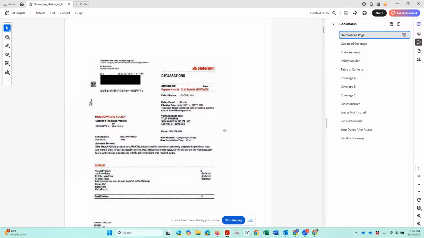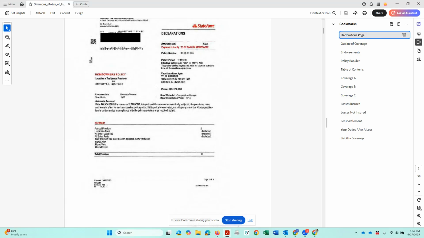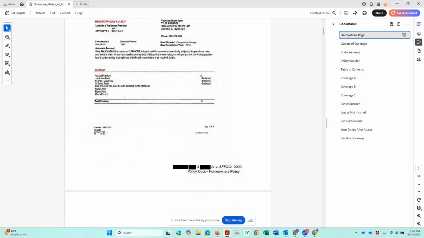I want to explain how to read an insurance policy. First, we'll start with the declarations page. This describes what coverages you've purchased and what forms will be included.